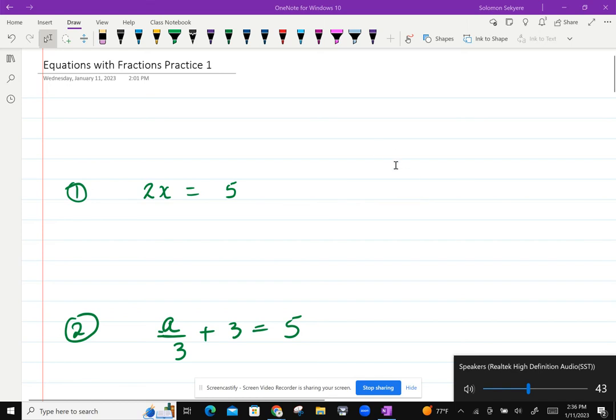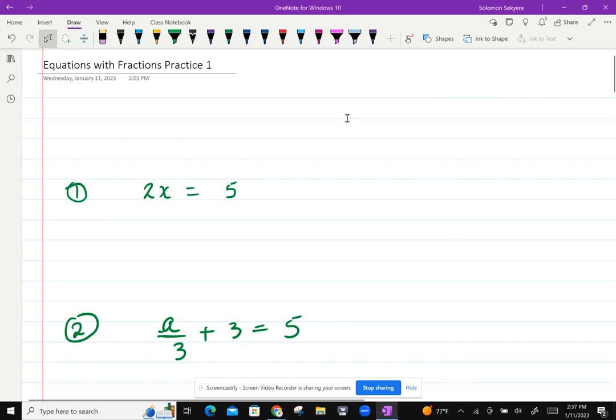Okay, let's do some more exercise on one variable equations. And this one has some fractions in it. It tends to be difficult for students in beginning algebra or pre-algebra.